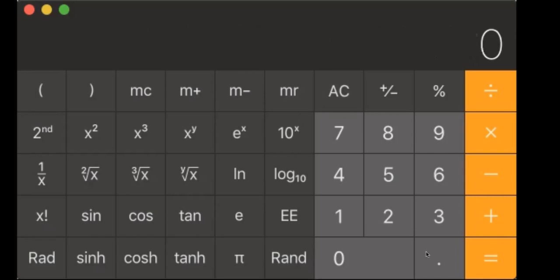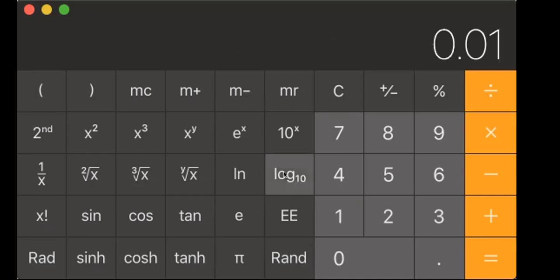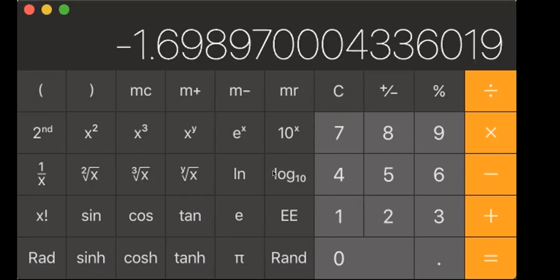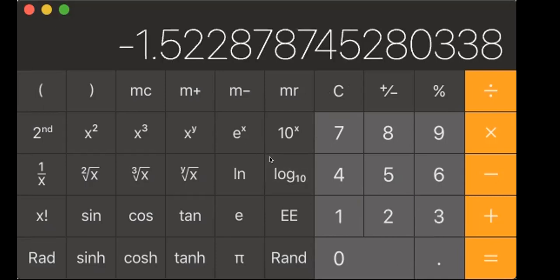Let's try another one. Let's try a concentration of 0.02. So here's our initial concentration, 0.02. Hit the log of it. I'm sorry. Let's do 0.01, log, negative 2. 0.02, log, negative 1.699. 0.03, log, negative 1.52. So you're going to get negative numbers for all of these, okay?